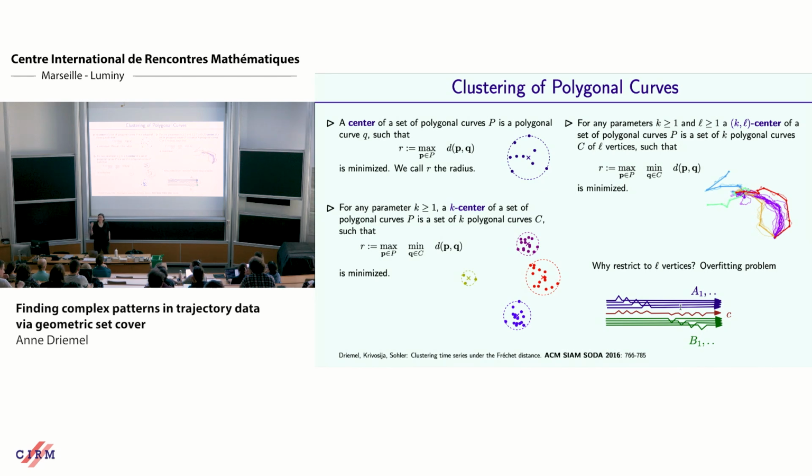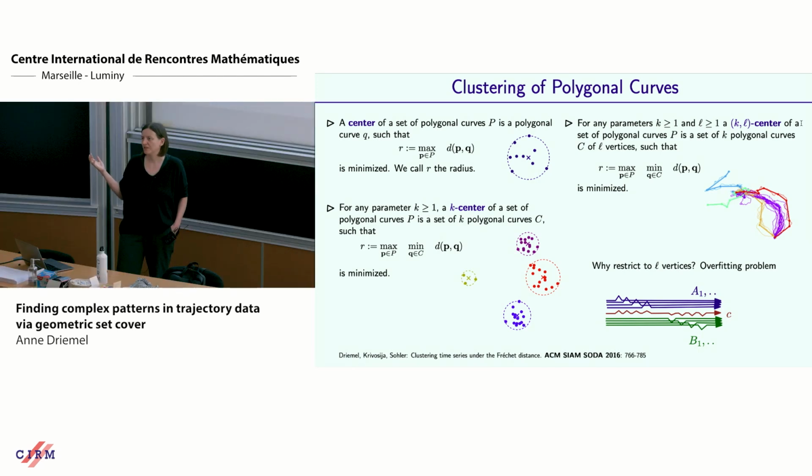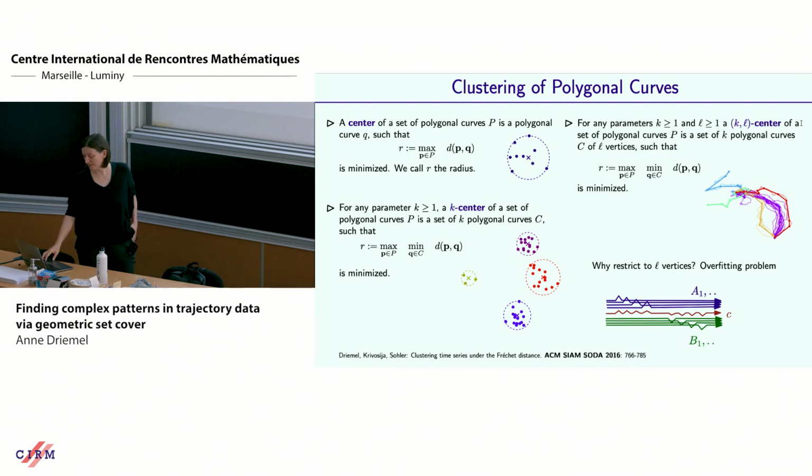We want the cluster centers to represent the set and give us some kind of summary. So that's why we look at this (k,l)-center problem, where we require the cluster centers also to have small complexity. So there should be only a few vertices on the center curves. Just like we say the clustering should have only k clusters, we now say also the cluster centers should have only l points. And this problem is not so difficult to solve if you're fine with approximation algorithms.